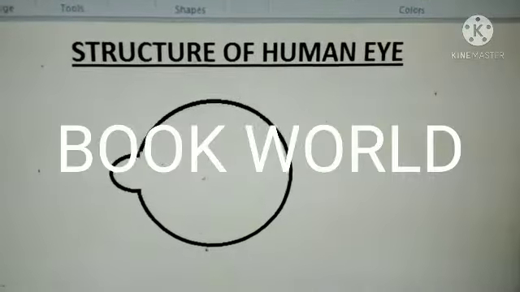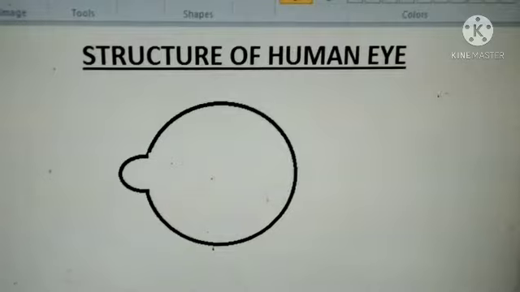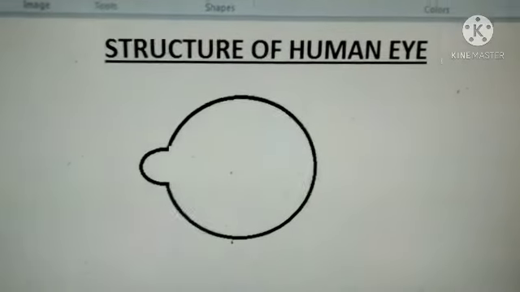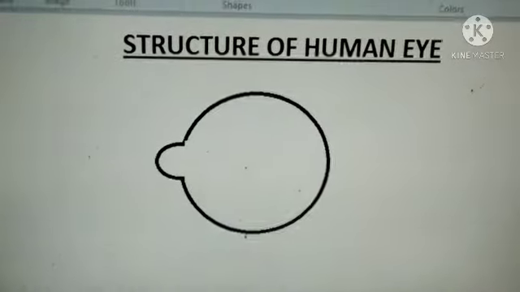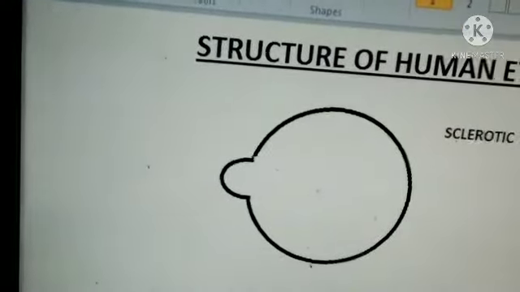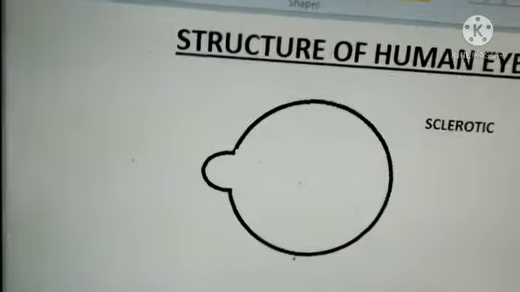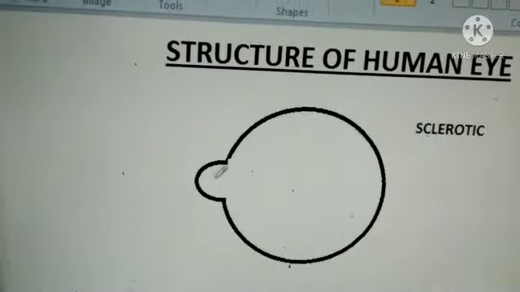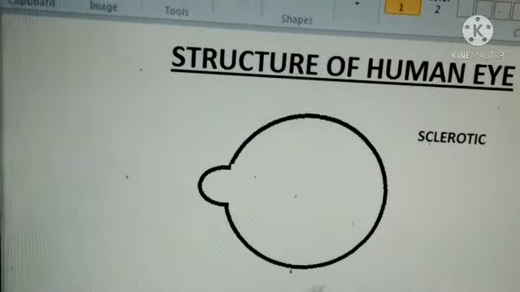Hello friends, in this video we learn about the structure of the human eye. First we draw the structure of the human eye. The outermost layer of the human eye is called the sclerotic. Here, this layer is called sclerotic.